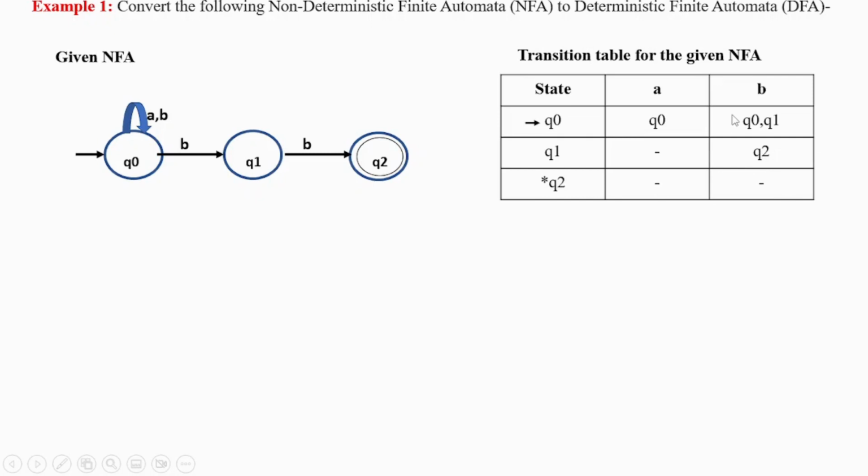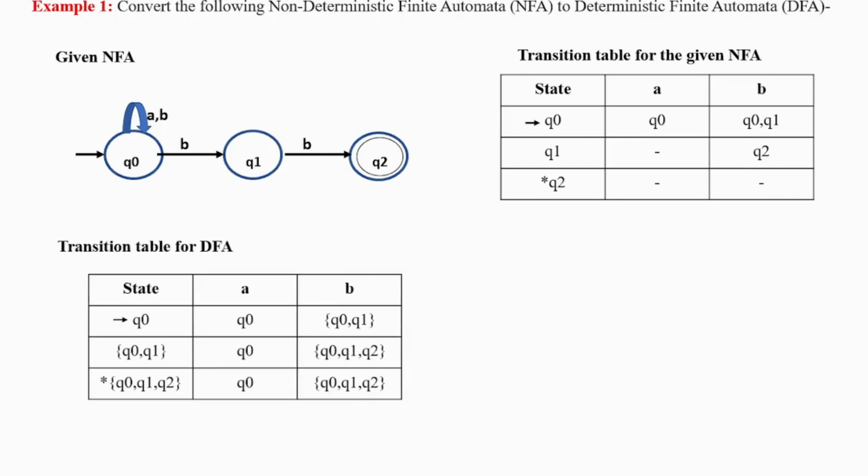So the second step is to draw the transition table for DFA. How to draw the transition table for DFA? Same way, state and all the alphabets, and copy the first row, the initial state, as it is. Initial state should be copied as it is. This Q0 is already written here. Take this column, that is Q0, Q1. This becomes a separate state. So write this in the state column. Right? Q0, Q1 in the state column.